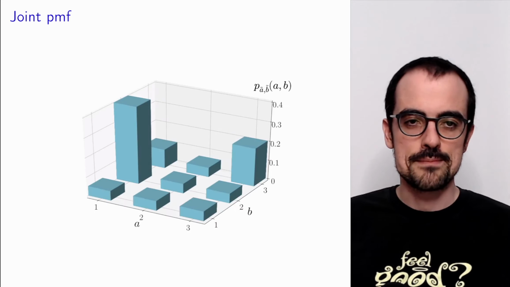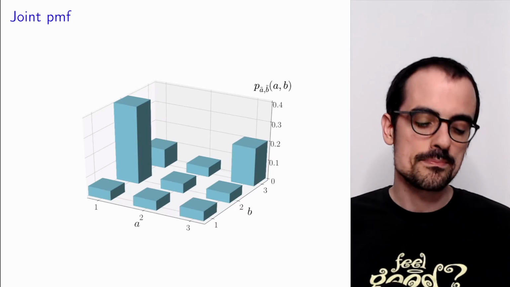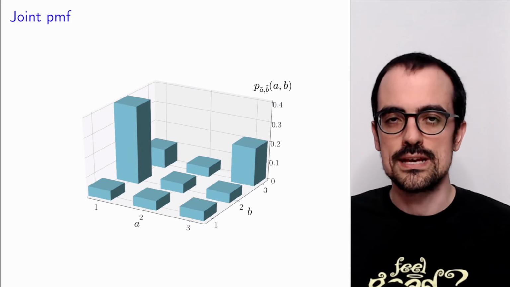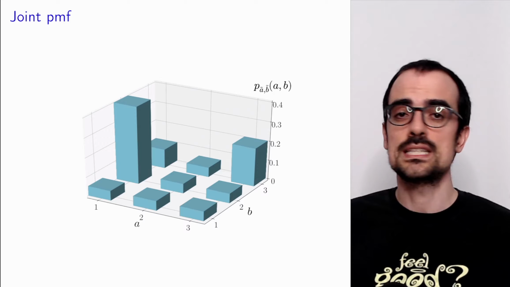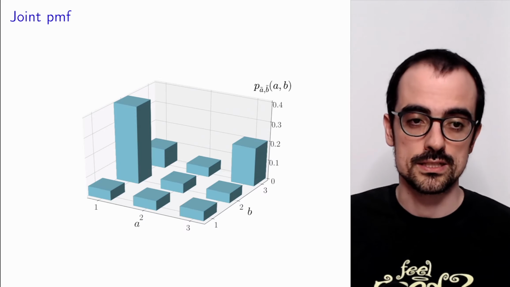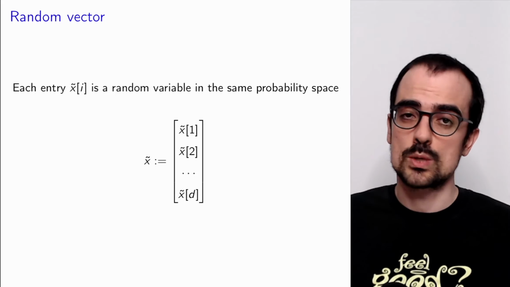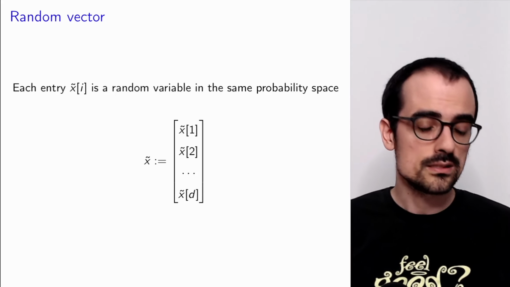This is the joint PMF. This is how we describe the joint behavior of two random variables. And again, I want to really emphasize this: this is what we actually estimate from data. We forget about the underlying probability space. We can do this for more than two random variables. We can do this for as many random variables as we want.